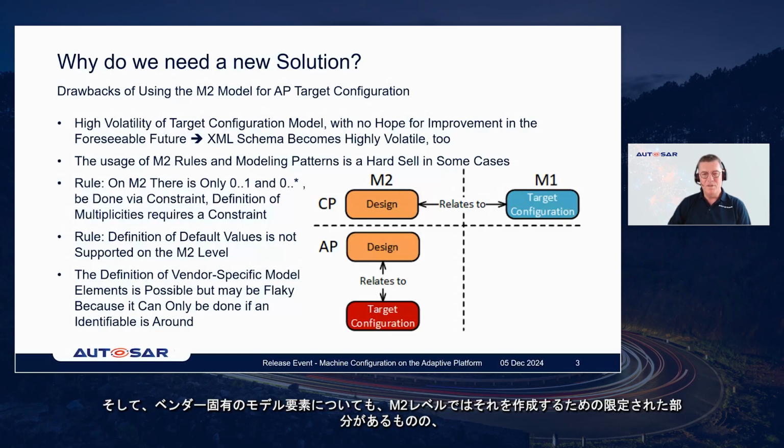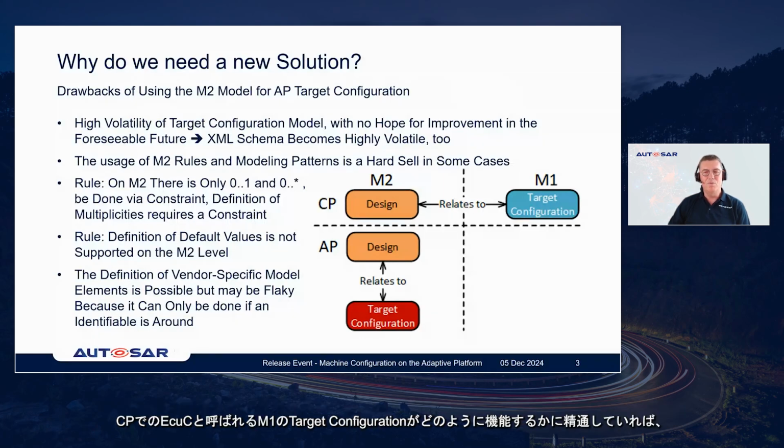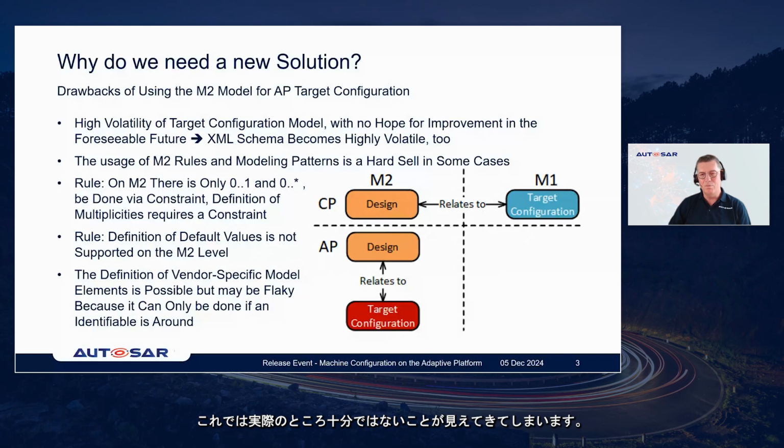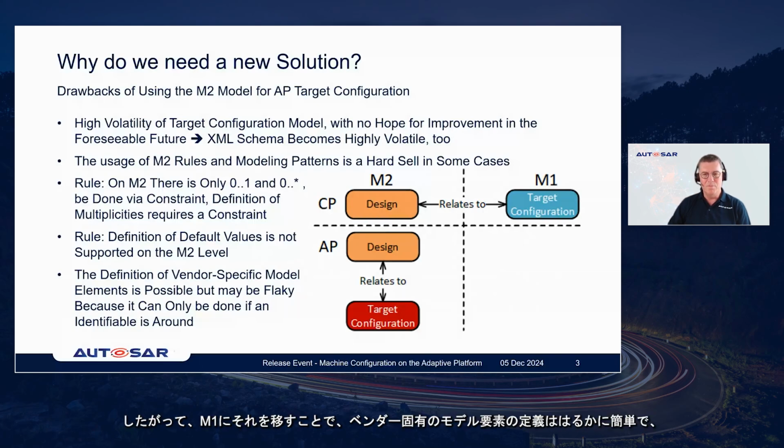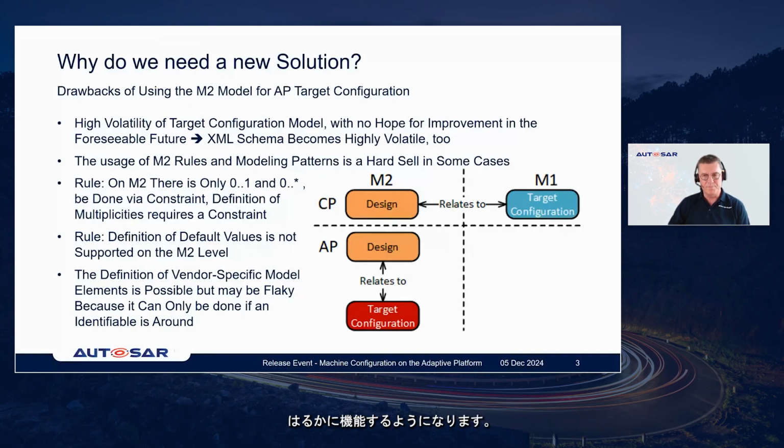The M2 level provides some limited ability to create vendor-specific model elements. But if you are familiar with how the target configuration on M1, called ECUC, works, then you know that this is really no match. On M1, the definition of vendor-specific model elements is much easier and works much better.